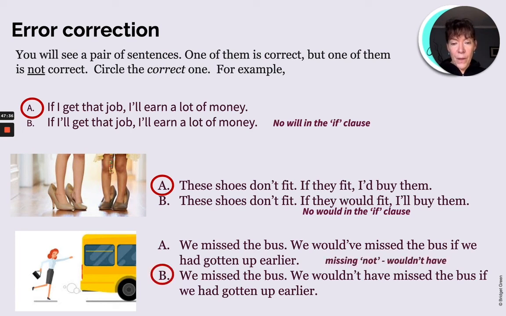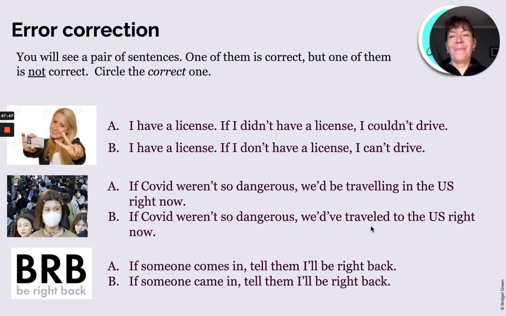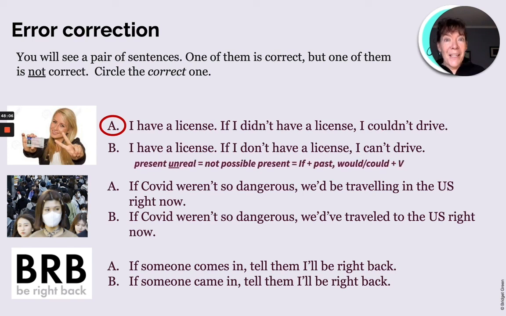Next one. B is correct. We missed the bus. This is what happened. We wouldn't have missed the bus if we had gotten up earlier. Okay. Try again. Let's check your answers. First one, A. I have a license. If I didn't have a license, I couldn't drive. Okay, but I do. Talking about the present tense, and it's unreal. So this is the present unreal. It's not possible present. If plus the past, would or could. If I didn't have, I couldn't.